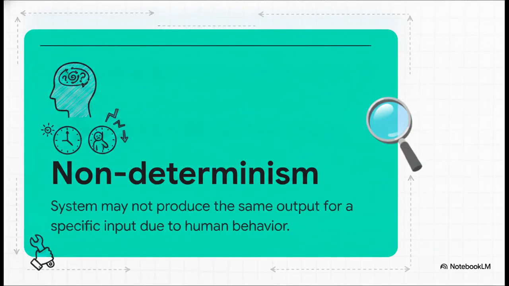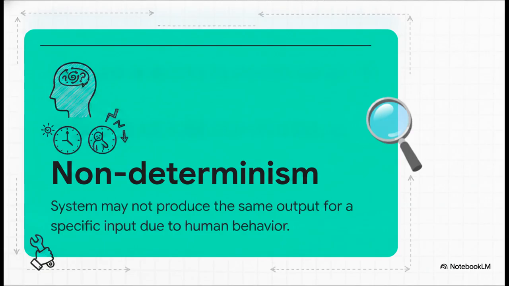Well, the answer lies in human behavior, and this leads us to our second core characteristic, non-determinism. This is the characteristic where a system may not always produce the same output for a specific input. Why? Because people are involved. Human behavior and operational environments constantly change.